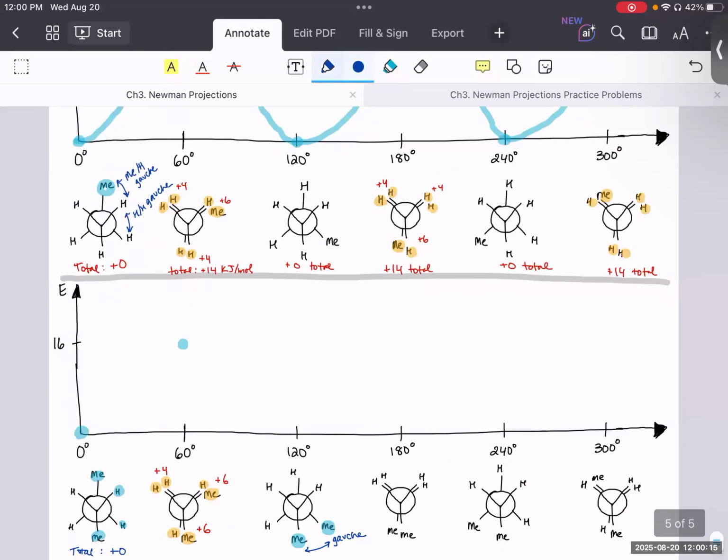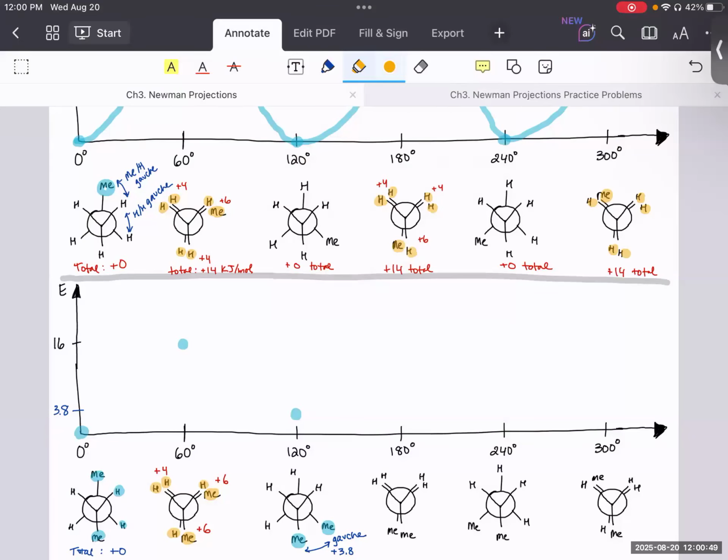And so this is a different interaction than we've seen in the previous molecules. And that's because now we have bigger groups that are actually capable or big enough to experience steric strain. And so here we'll see that we have a +3.8 energy contribution in this interaction. And then all the other interactions in this structure are going to be 0 because we know that hydrogens don't have those gauche contributions.